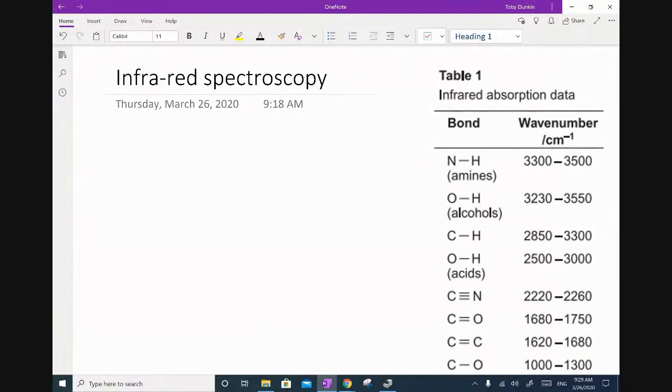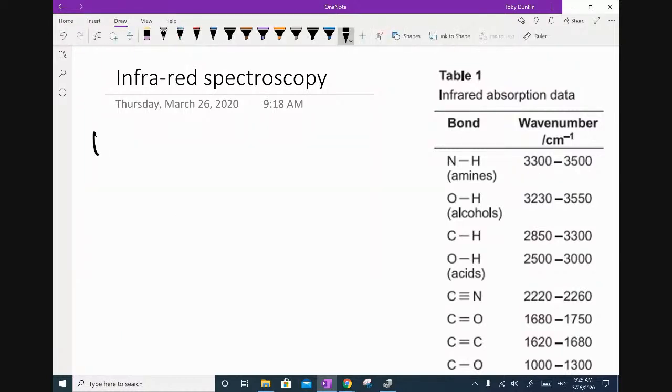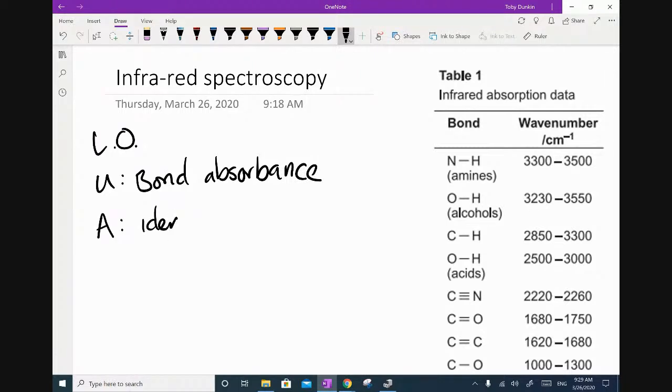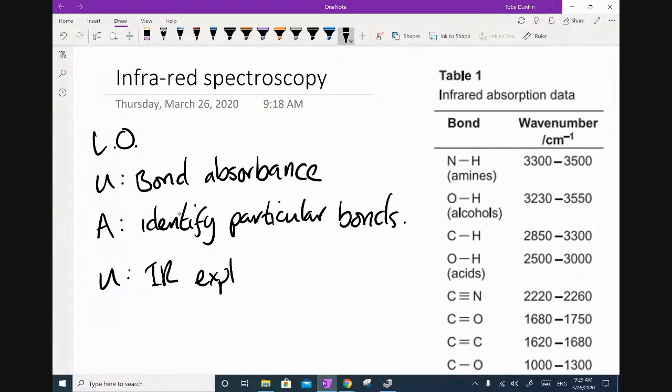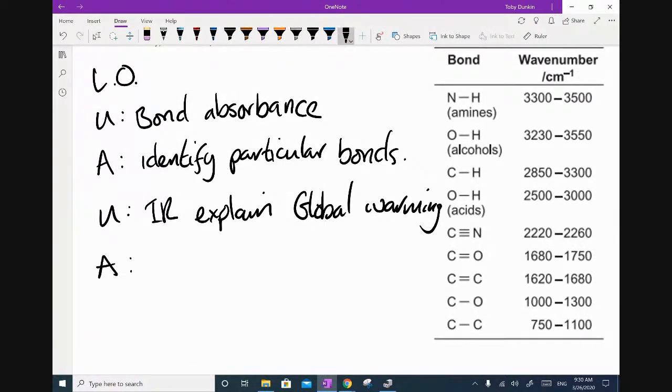Nearly there. Right. Okay, so learning objectives today, folks. I've actually already put them onto the YouTube video. Figured I might start doing that. I think it's quite a nice way to do it. So you guys need to understand bond absorbance. You also need to be able to identify particular bonds. So different bonds have different absorbances. And the last one, which is to understand how IR explains global warming. Cool. Okay. And the last thing I'm going to do, I'm just going to tack on be able to do exam questions. I'll see if I can tie in some exam questions today in this webinar.